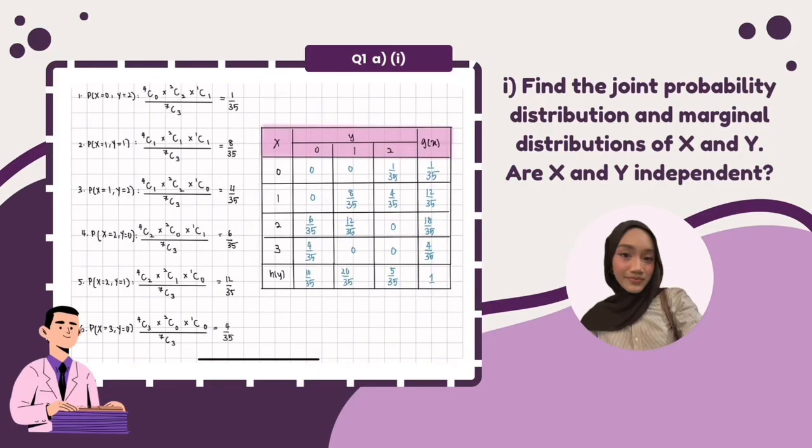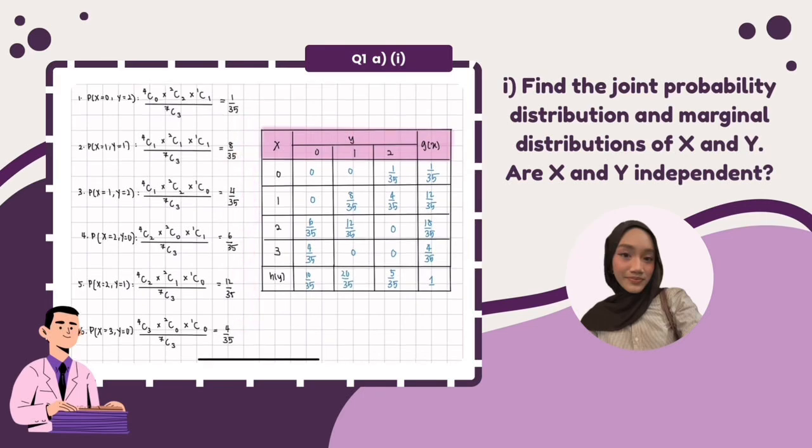Next, using the formula, we calculate all valid combinations of X and Y and place the probability into the joint distribution table. So, for example, we have X equals 0 and Y equals 2. So, just substitute the number of X and Y. So, 4C0 times 2C2 times 1C1 over 7C3 will give 1 over 35. So just repeat the same method for all X and Y's and fill in the table.